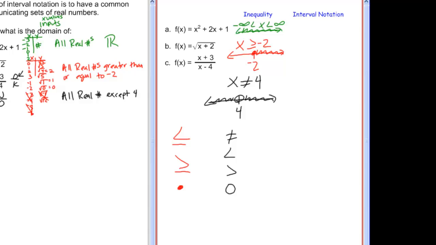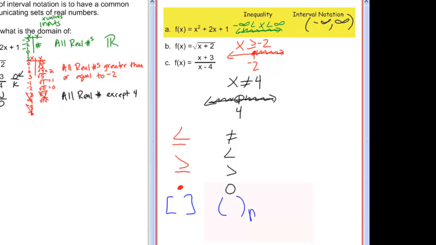So instead of using greater than and less than and not equal to signs, and instead of necessarily using open dots and closed dots, we're going to use a system of parentheses and brackets. Whenever I have something that is closed, I'm going to use a bracket. And whenever I have something that is open, I'm going to use parentheses. So I would talk about all real numbers in interval notation as negative infinity to infinity.